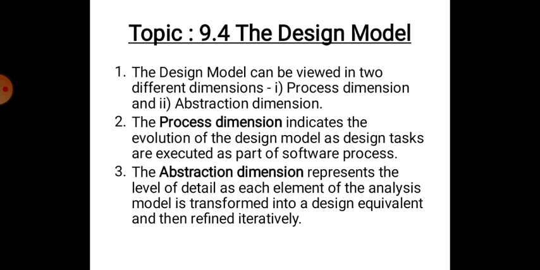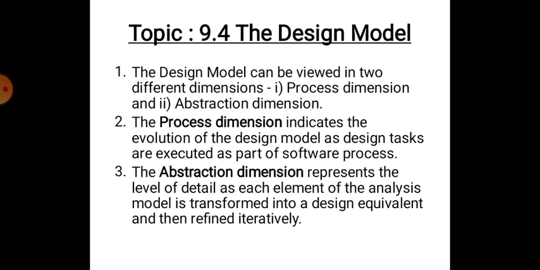The design model can be viewed in two different dimensions. We'll have a diagram in the next slide. You can observe that one is the process dimension and the second dimension is the abstract dimension. The process dimension indicates the evolution of the design model as design tasks are executed as part of the software process.